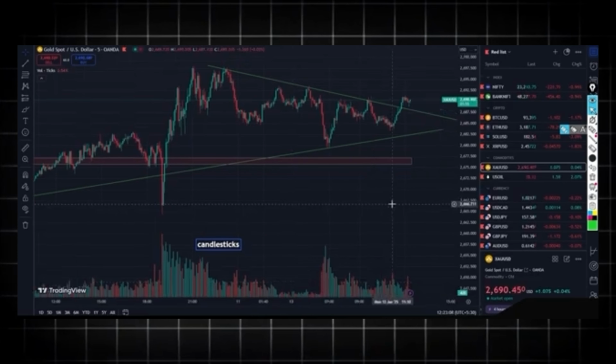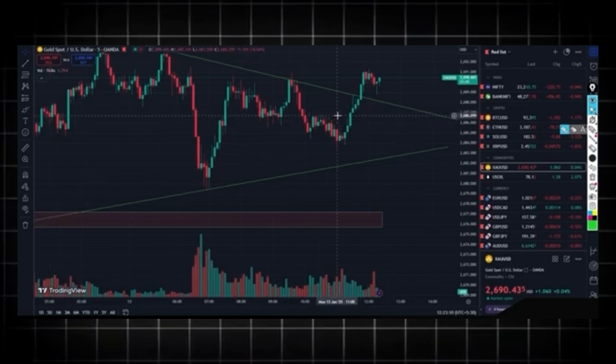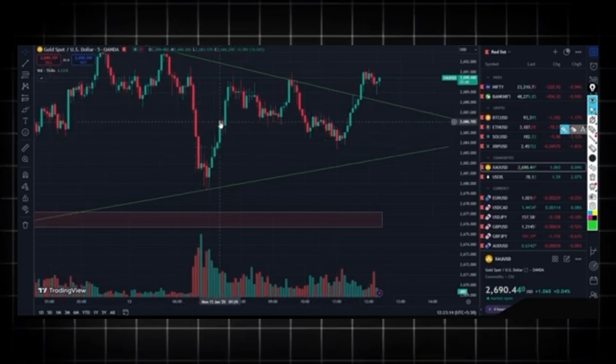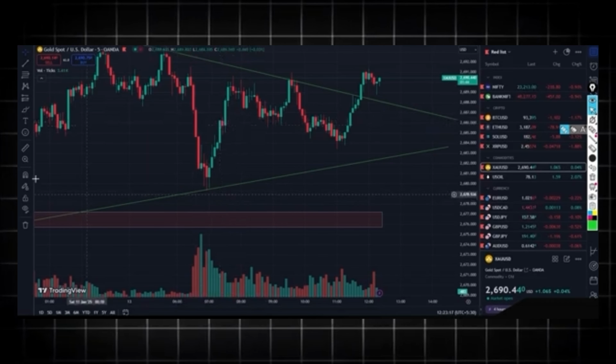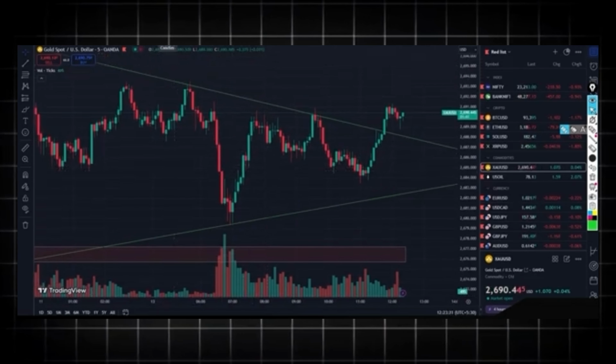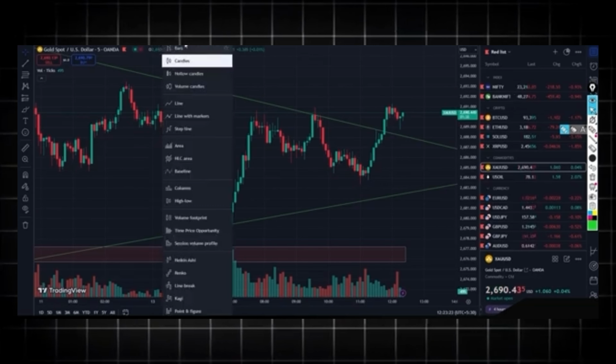Now, how do you set up such a chart? If you've come to TradingView, you'll see an option on top next to the timeframes. Right-click on it and you'll get to see many types of charts. It's possible that your chart currently looks something like this. You have to change it and come to candles.